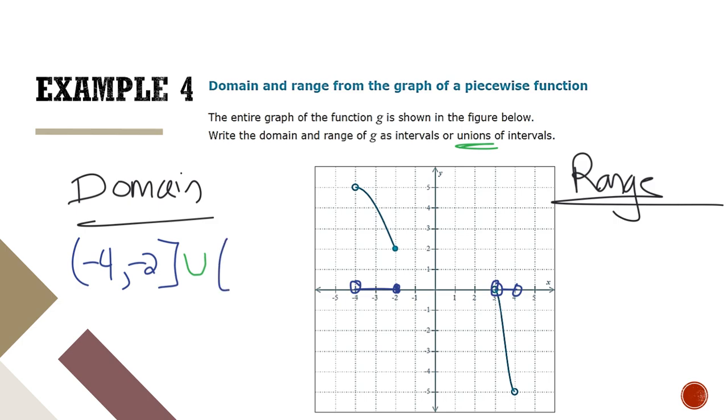So we're going to do +3 to +4 and not include those. So that would be my 2 range values. Now, sorry, my 2 domain values where we're unioning them together here. So the range, very similar. So we have +5 not including, we have 2 inclusive, we're going up and down.